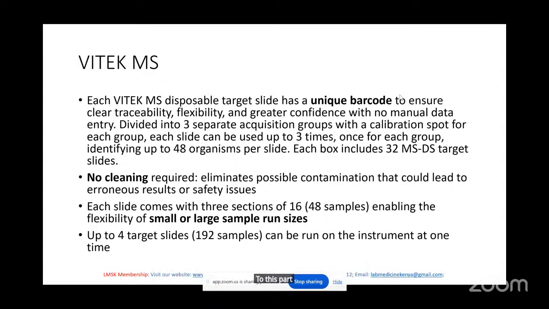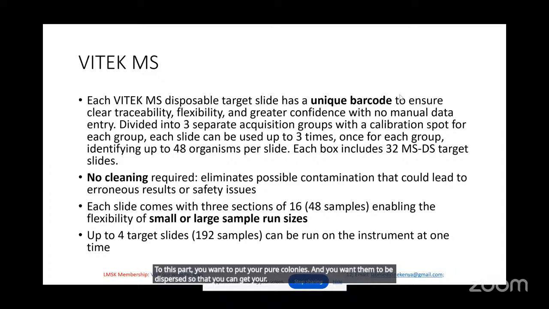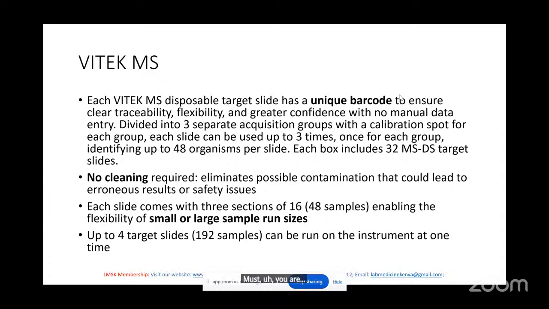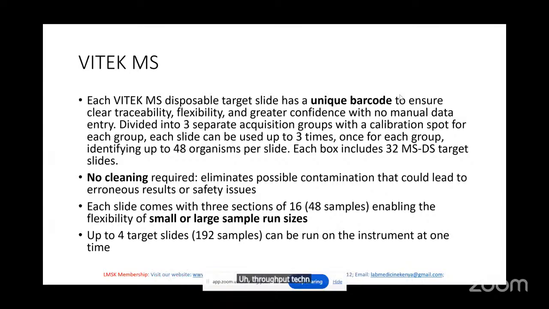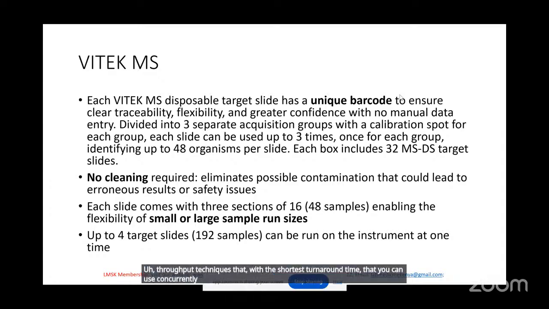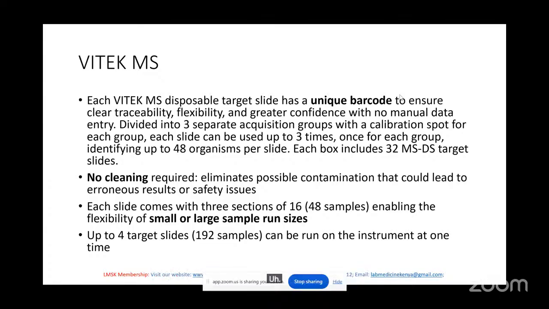You want to put your pure colonies and you want them to be dispersed so that you can get your mass spectrometry chart. Then you're able to get this result in 20 minutes for 16 spots. Okay, so this is a very high throughput technique with the shortest turnaround time, that you can use concurrently, running up to 192 samples at one time.